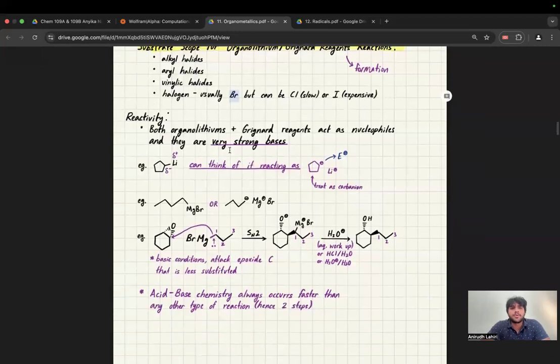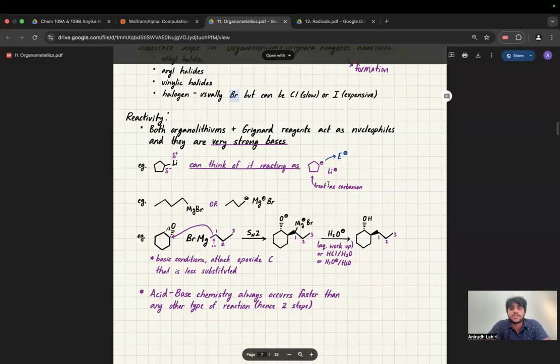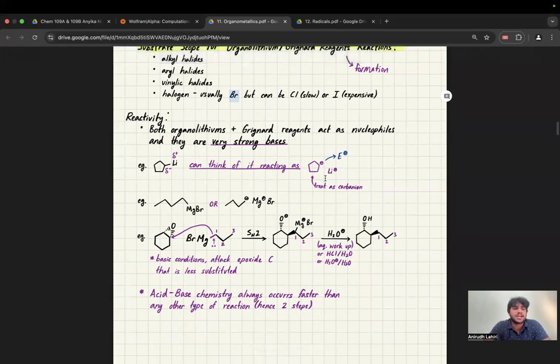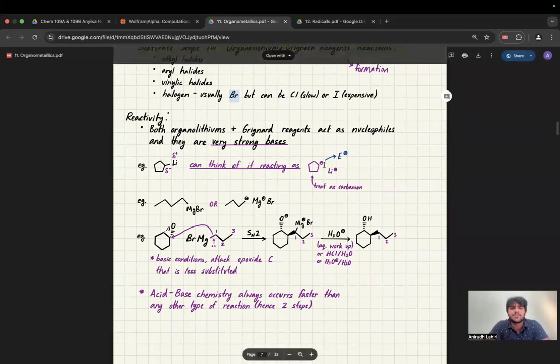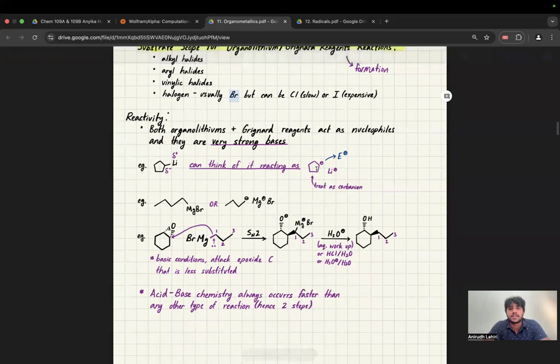Okay, reactivity. Both organolithium and Grignard reagents act as nucleophiles, right? We treat them as partial minus, partial positive, so we can effectively treat it as a carbanion. It's not exactly, but it's pretty much that, right? So we can think of it as this when we're talking about reactivity, reaction mechanisms, modes of reactivity. Both of these are very strong bases, right? Because they have a negative.